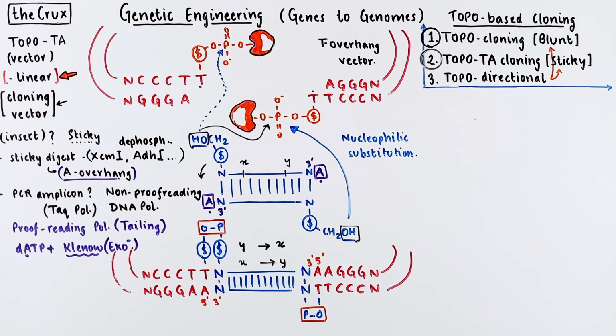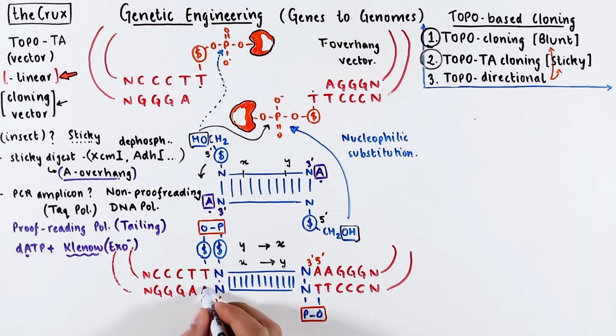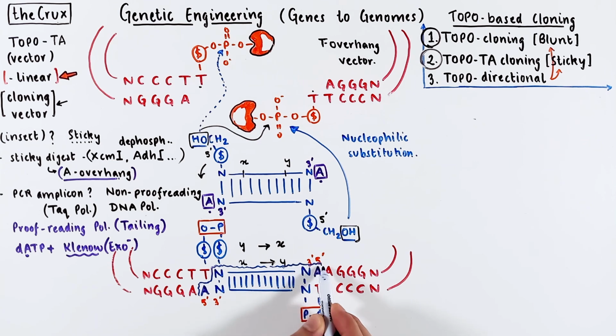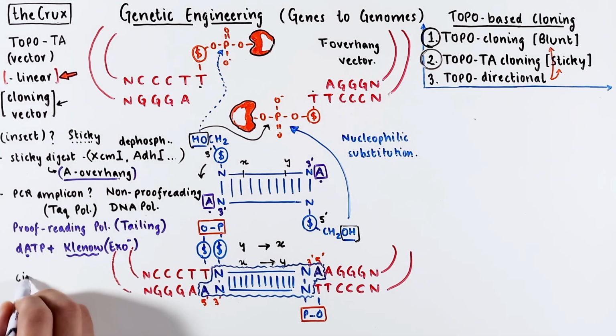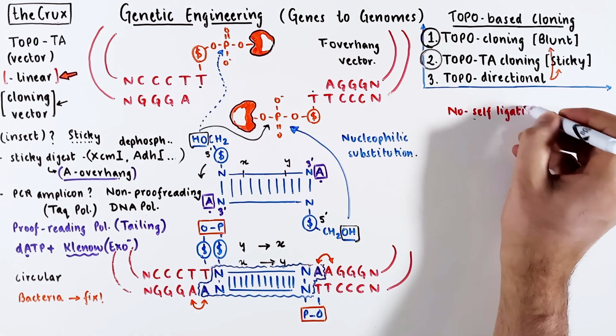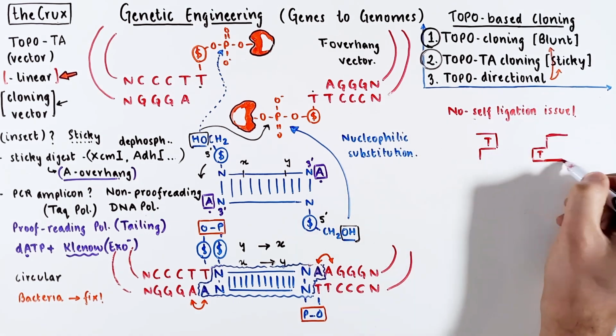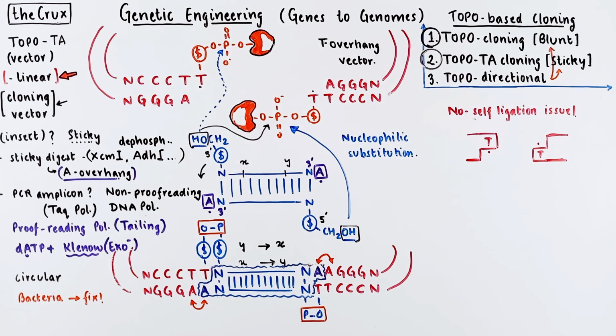This A overhang insert is now ready with its 5' hydroxyls to attack the phosphate on the vector. The A will base pair with T and the nucleophilic substitution will join the vector and insert. Once again, this is a circular final vector that is partially ligated, and the remaining nicks can be fixed once this vector is inside the bacteria. In this vector, there is no self-ligation issue, because vector closing depends on the sticky base pairing. T cannot base pair with T.